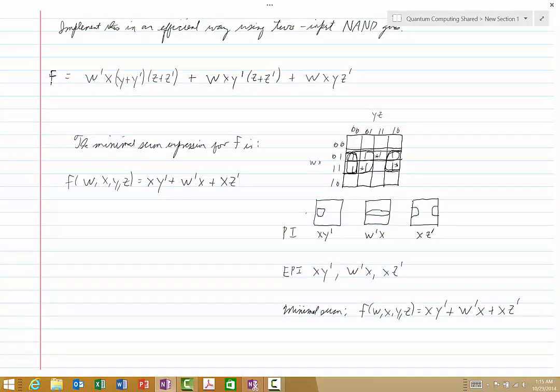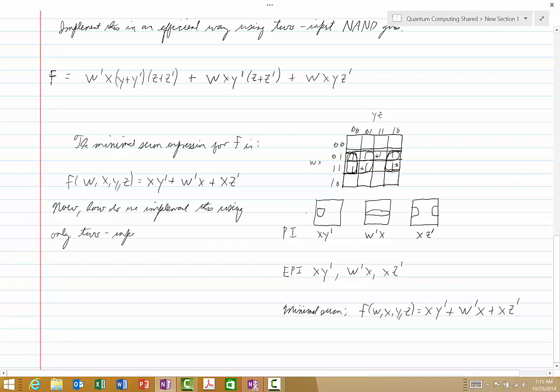then what do you do? So we'll say, now how do we implement this using only two-input NAND gates? Let me make sure you understand the difficulty.